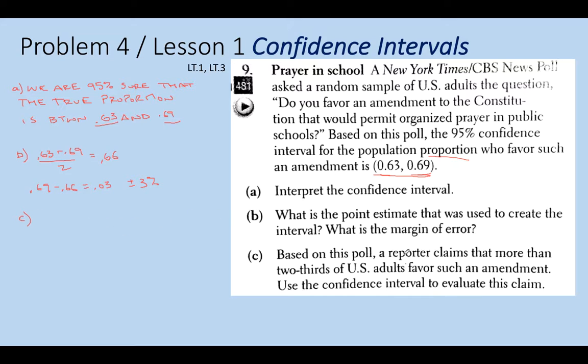C, based on this poll, a reporter claims that more than 2/3, or 0.66, of U.S. adults favor the amendment. What do you think about this? Well, it is true that our point estimate is 0.66, and sure, we could guess that it was higher than that. It certainly could be. However, we still have this pesky minus 3%. So what about the bottom margin of error, the 0.63? He's not taking that into consideration. So I would say no, I do not accept the claim, in that there's still the 3% that's below the point estimate.